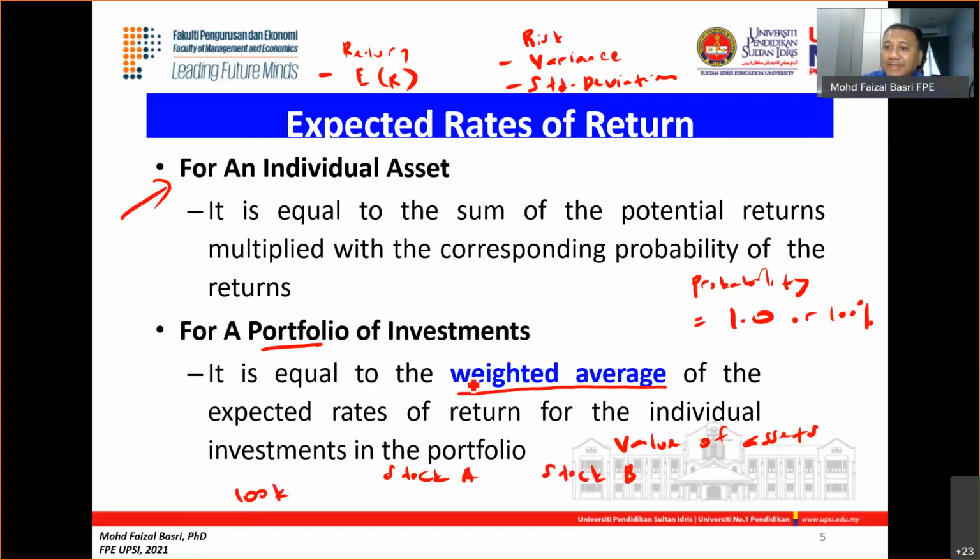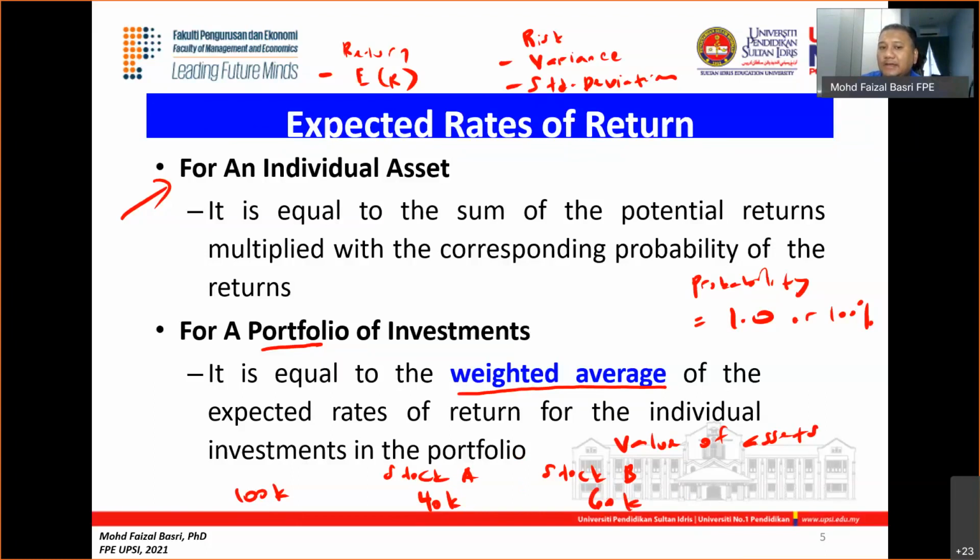So when we talk about the weighted average, we need to identify for stock A and stock B how much is the individual investments. For example, you have 100K and you want to diversify. The nature of portfolio, obviously we need to diversify. So let's say, from this 100,000, you split, for the sake of calculation, 40K in stock A and 60K for stock B.